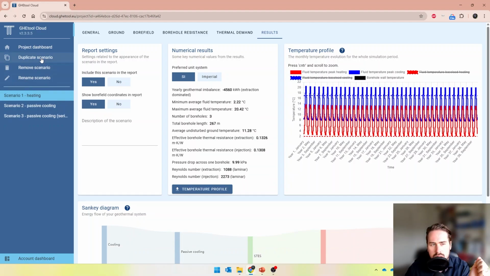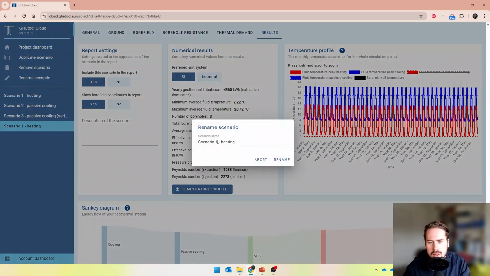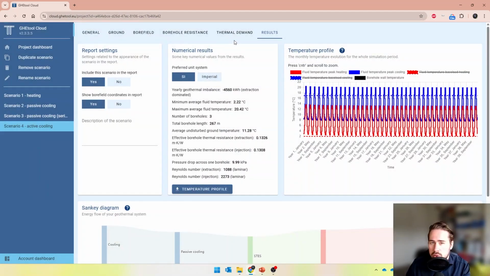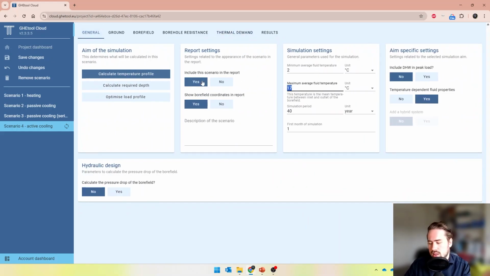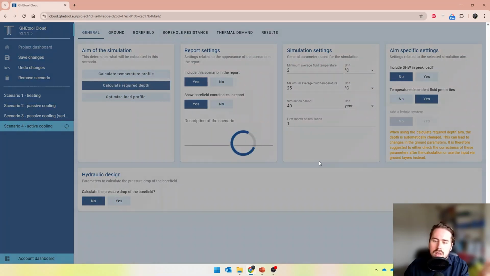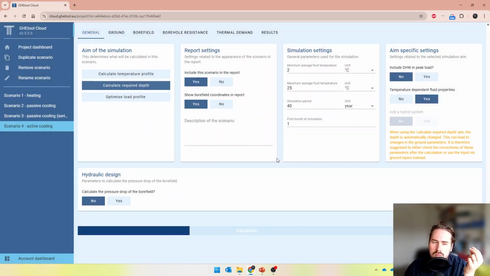So we go to our first scenario again, we call it scenario 4, and I will call this active cooling. So what we then do is we go to thermal demand, we change now the efficiency in cooling, and we also say 25 degrees as a maximum, and let's calculate the required depth. Now, it is important to note that active cooling for residential buildings is not that straightforward because your emission system needs to be able to cope with it.